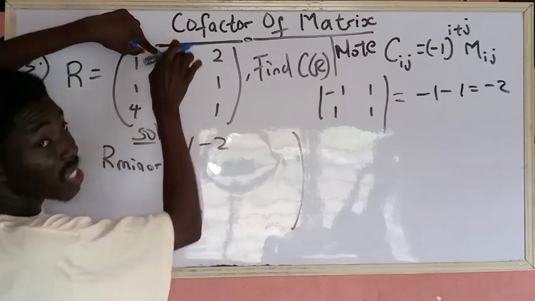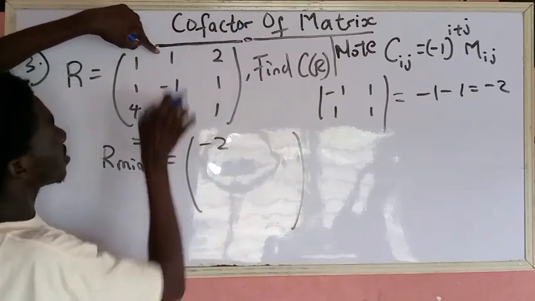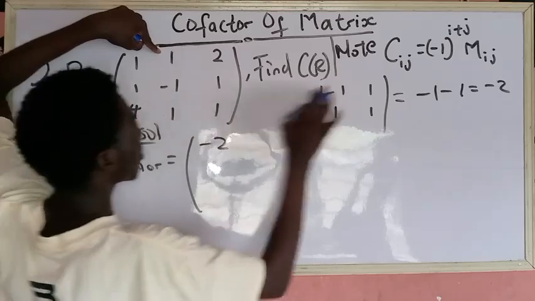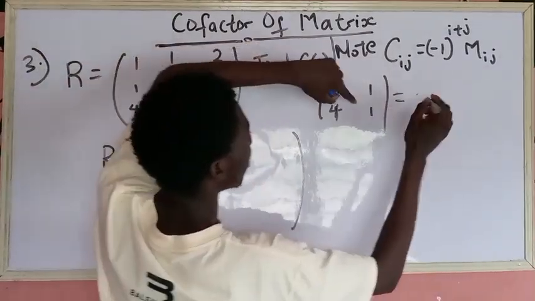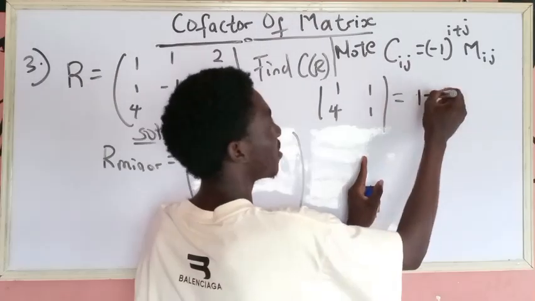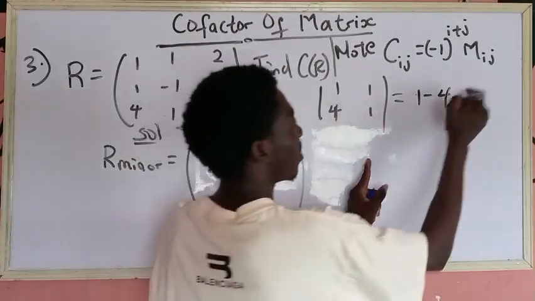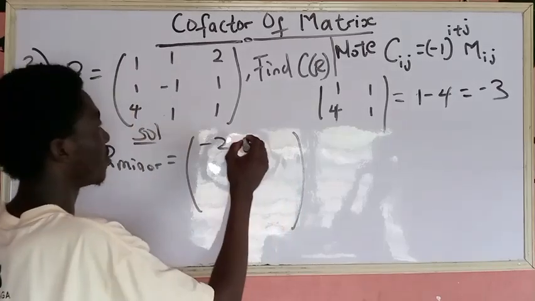Next one. 1 blocks out this column and blocks out this row. You can see this and this. 1, 1, 4, and 1. So you have what? 1 and 1 is 1 and minus 4. 1 minus 4 is what? Is a minus 3. So you have a minus 3.